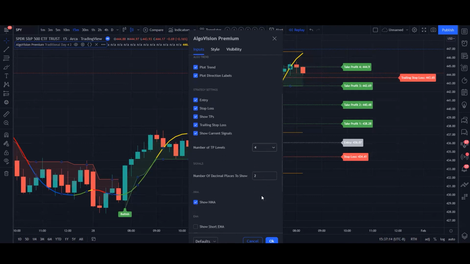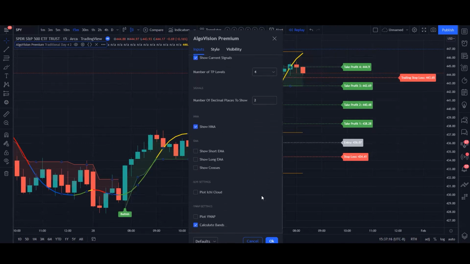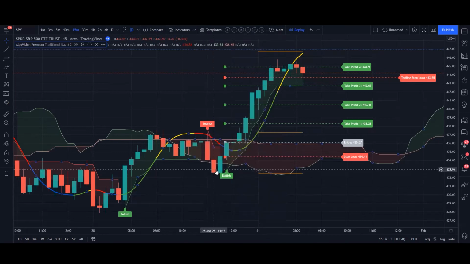But anyways, guys, moving forward, if I scroll down over here, you can also plot the Ichimoku cloud. It's called Plot Ichi Cloud. Just go ahead and select that like I'm doing here. And you'll notice that we have a nice little cloud that is showing in white here.